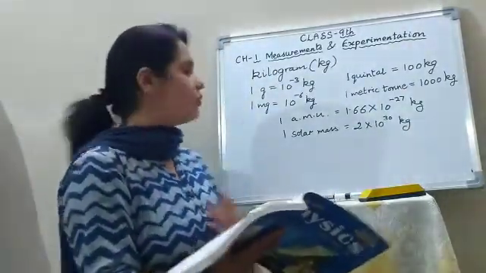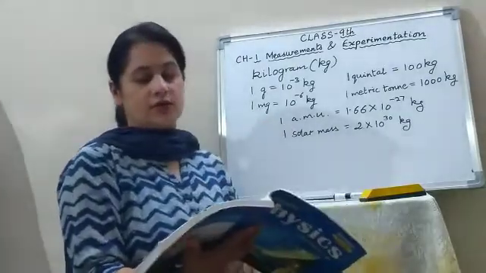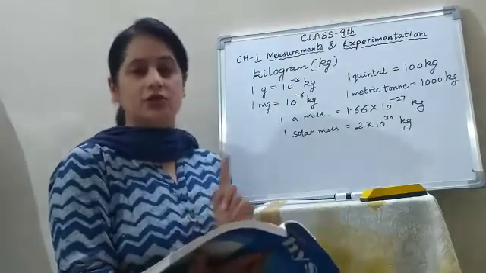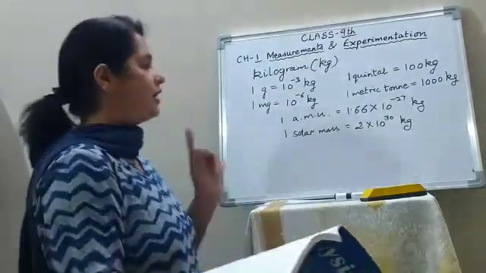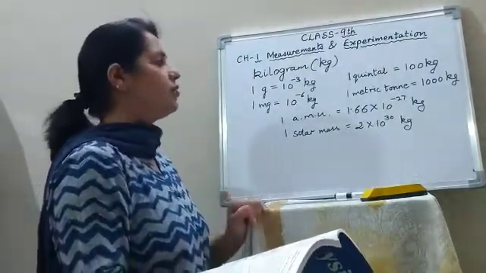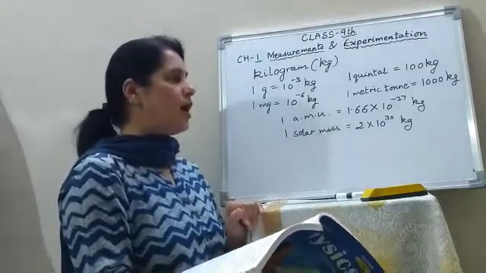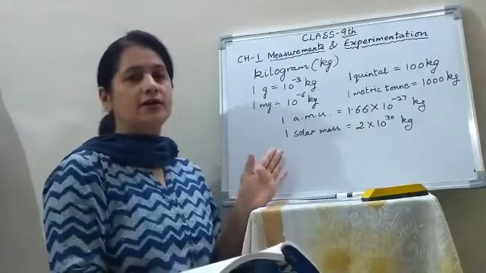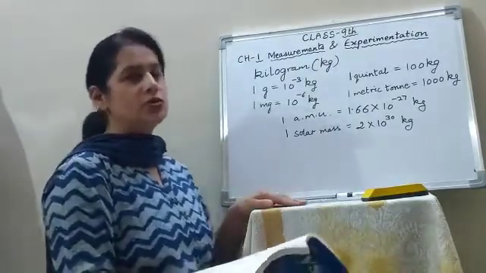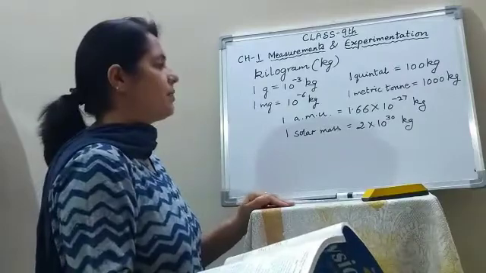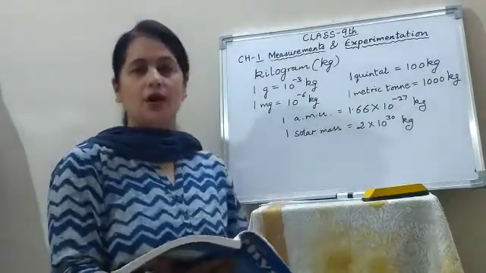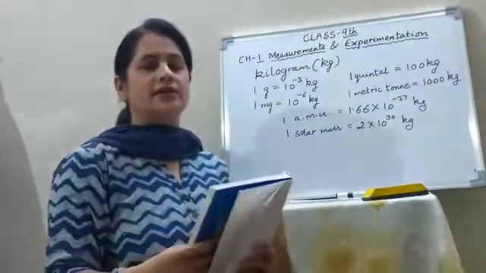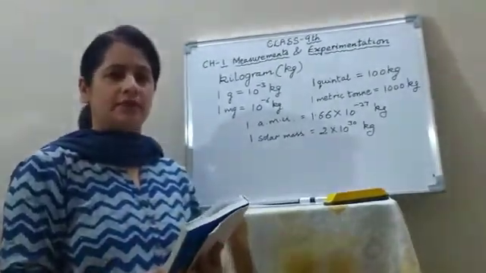Now, what is AMU? You can use small u also for this. 1 AMU is 1/12 the mass of a carbon-12 atom. And the relation is 1 AMU equals 1.66 into 10 to the power minus 27 kilogram. And to find the mass of heavenly bodies, we use solar mass. 1 solar mass is 2 into 10 to the power 30 kilogram. Now, next is the unit of time.